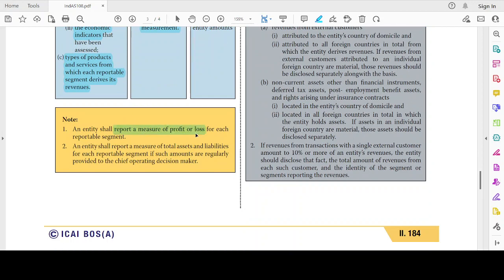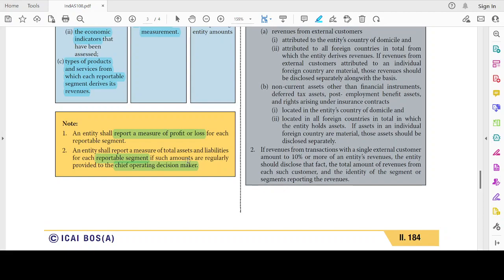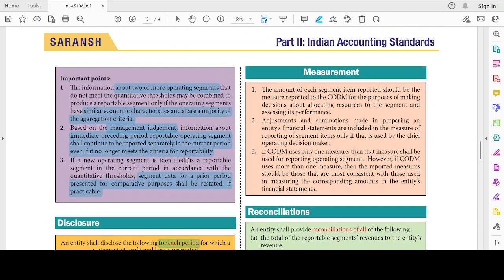measure of profit or loss for each reportable segment. An entity shall report a measure of total assets and liabilities for each reportable segment if such amounts are regularly provided to the CODM. Generally, the CODM will review the profit or loss, so I'm going to disclose it as such. If the CODM is also going to review the assets and liabilities, I'll also give the percentage of that for the use of the financial statements. So it is fully based on the perspective of the CODM, not from the accounting process. It is basically from the perspective of how the CODM will view the results of the particular component.